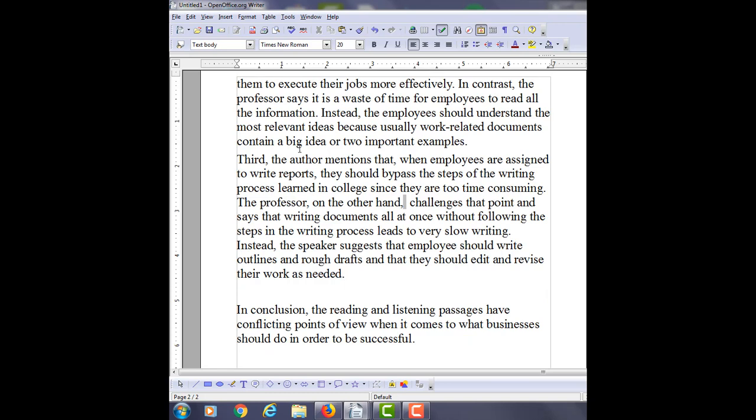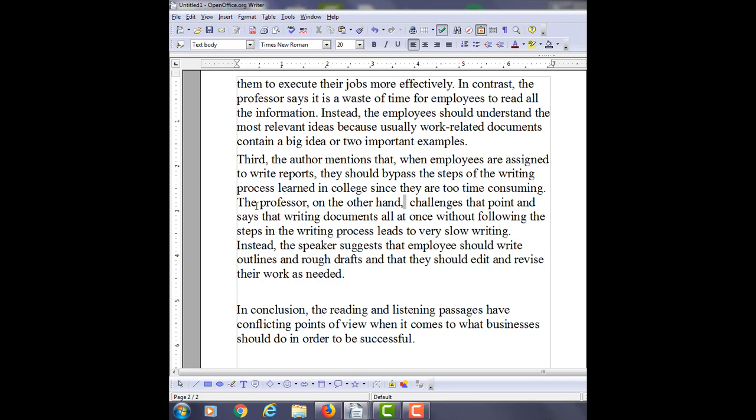Okay, third, and this is where you ran into the most trouble, by the way. The author mentions that when employees are assigned to write reports, they should bypass the steps of the writing process learned in college since they are too time-consuming. The professor, on the other hand, challenges that point and says that writing documents all at once without following the steps in the writing process leads to very slow writing.